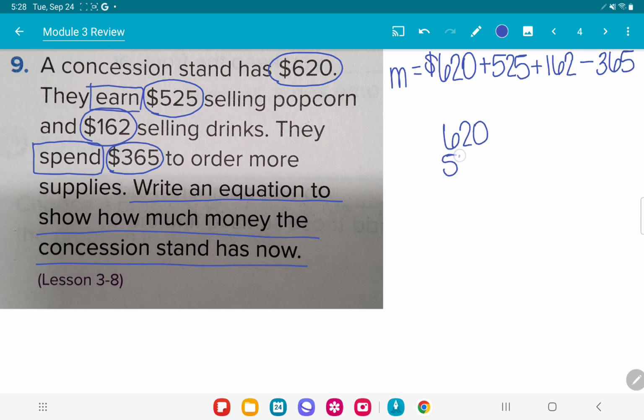620 plus 525 plus 162. I'm going to line all three of those up and add them together. 0 plus 5 plus 2 is 7. 2 plus 2 is 4. And 6 makes 10. I'm regrouping that 1. 1 plus 6 plus 5 plus 1. I can see 5 and 1 make a 6. That's a double. 6 plus 6 is 12. Plus 1 more is 13. So the amount of money that they had before their supplies was $1,307.